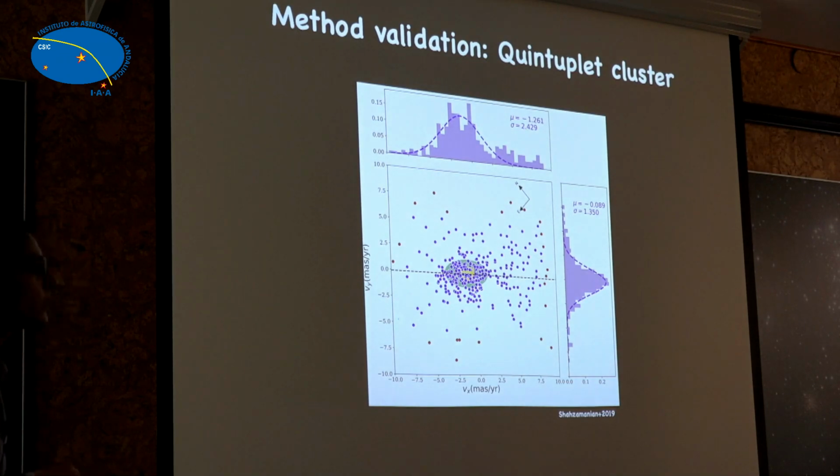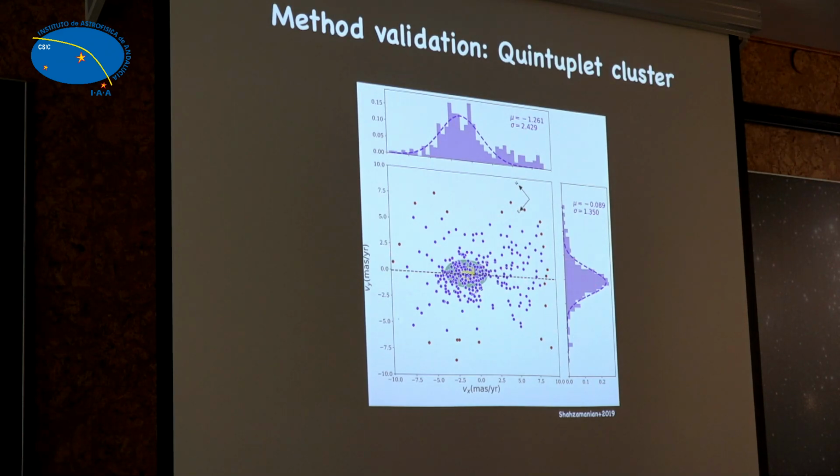So this plot is called a vector point diagram of proper motion, and it has been calculated for the Quintuplet cluster. In the x-axis you see Vx, which is the velocity parallel to the galactic plane. On the y-axis you see Vy, which is the velocity of stars perpendicular to the direction of the galactic plane. The dashed line here is the direction of the galactic plane.